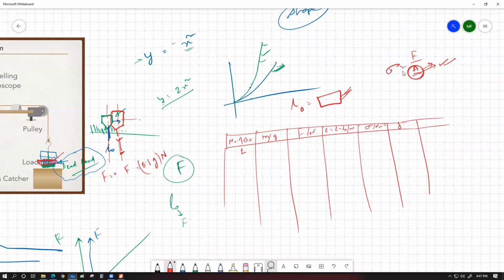Then if we apply, let's say a 100 gram mass, the total amount of force is going to be 0.1 into 9.81, that is 0.981 Newton. So for 100 gram mass, the applied force is going to be 0.981 Newton. The extension is going to be the new length minus the original length. Whatever value you get, you write that in meter. Then you place the calculated value of stress over here, and place the strain value over here. Then you keep doing this observation multiple different times.